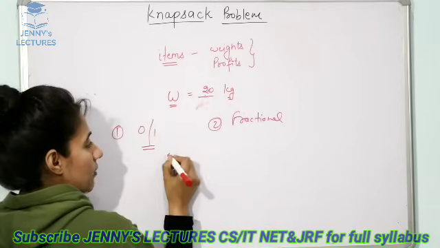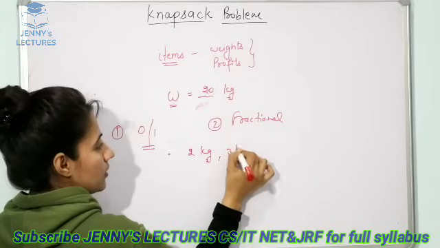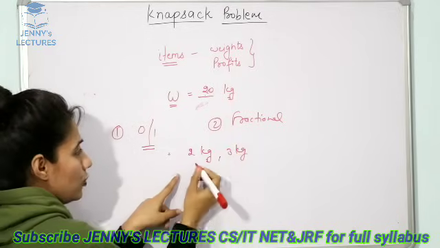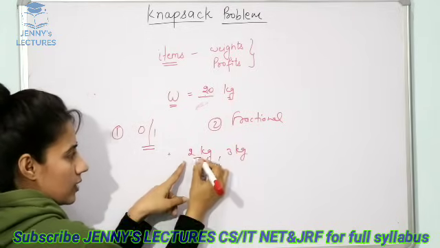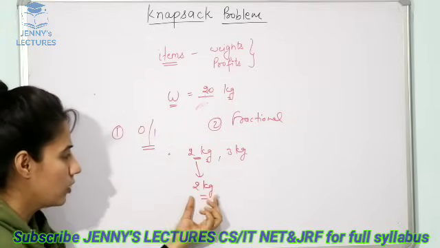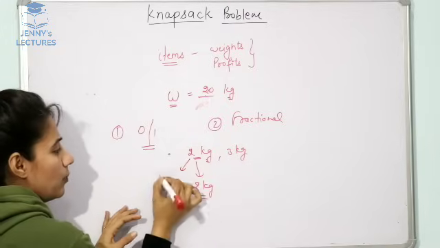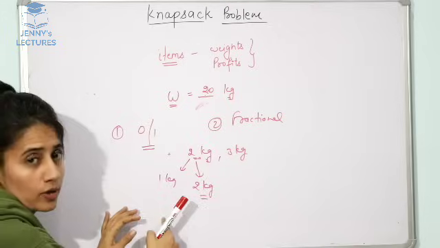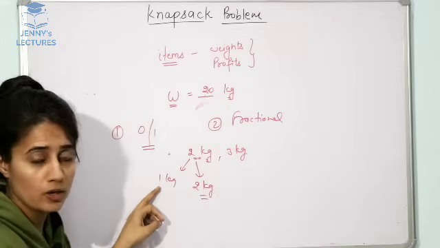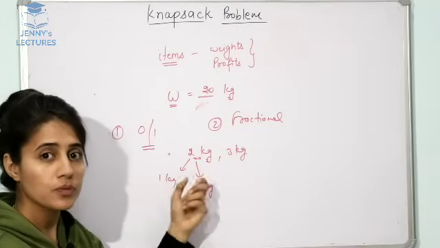Suppose one item has weight 2 kg and another has weight 3 kg. You have to pick that item completely, meaning you have to pick the full 2 kg of this item. You cannot pick 1 kg of this item and leave 1 kg. No, the items are not divisible. You will have to pick that item completely.